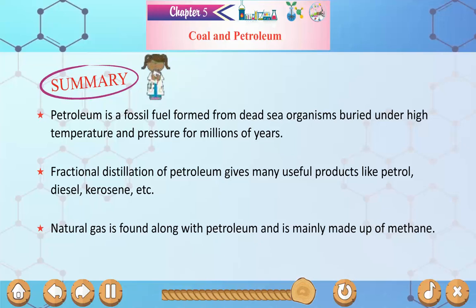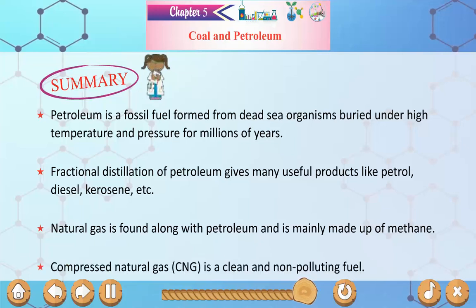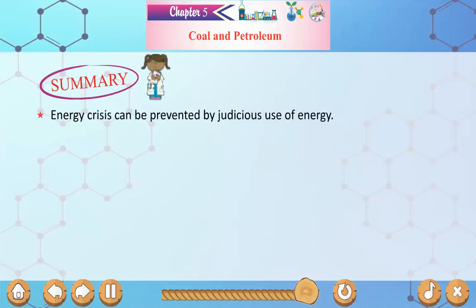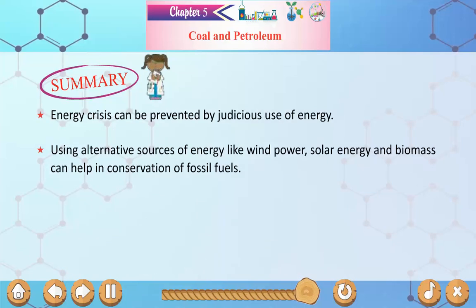Natural gas is found along with petroleum and is mainly made up of methane. Compressed natural gas (CNG) is a clean and non-polluting fuel. Energy crisis can be prevented by judicious use of energy. Using alternative sources of energy like wind power, solar energy and biomass can help in conservation of fossil fuels.